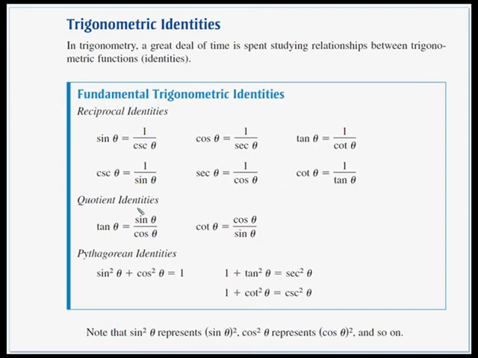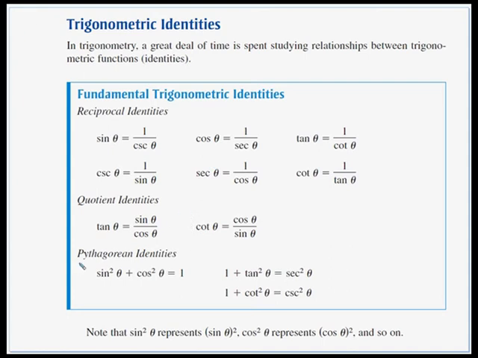As far as quotient identities go, the first one here is the most useful. Another way to look at tangent, we said tangent is 1 over cotan. Another way to look at tangent is sine divided by cosine. And also cotan can be the reciprocal of tangent. So where tangent is sine over cos, cotan can also be cos over sine.